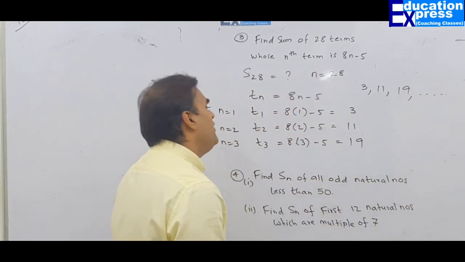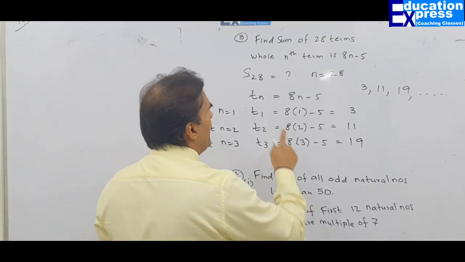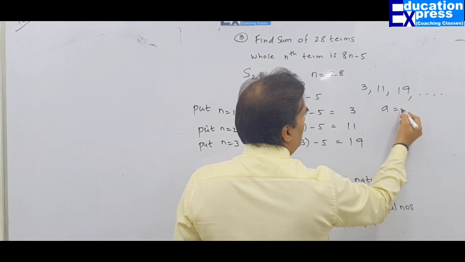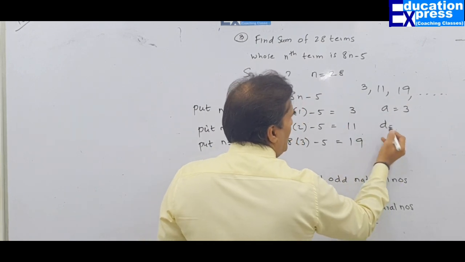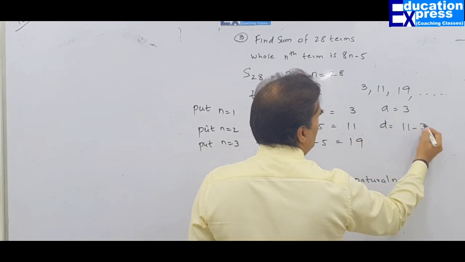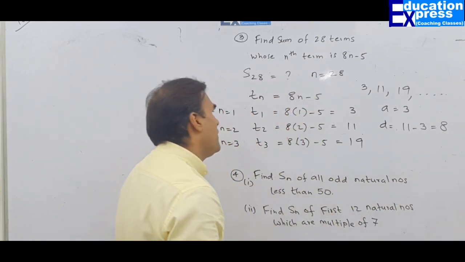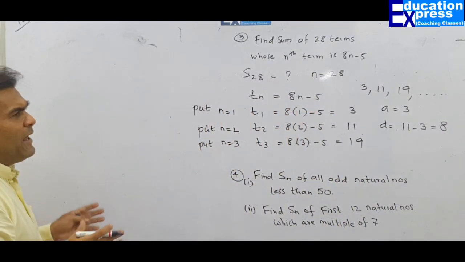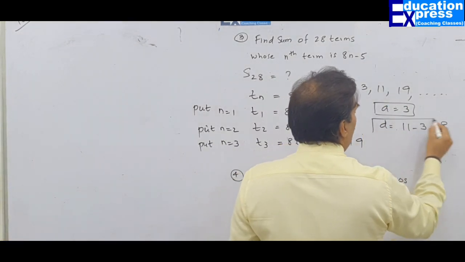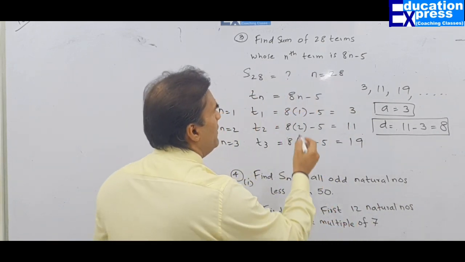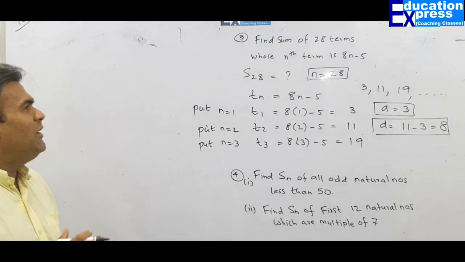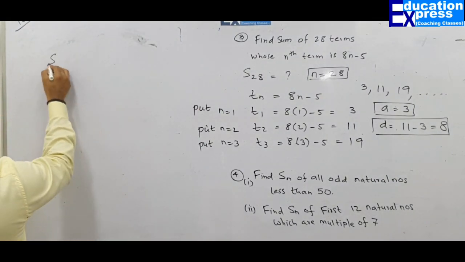What I am interested in, sir, is finding out the sum of 28 terms of this series. Can you tell me what would be A? Sir, A would be 3. What would be D? D is second term minus the first term. Second term is 11 minus the first term. So, sir, D equals to 8. Nice. I have almost all the parameters. A is available. D is available. N is also available. So, once we know all the parameters, we simply have to substitute.